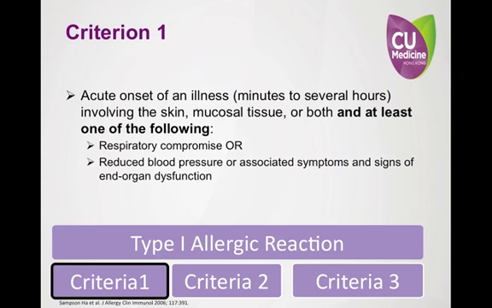There are 3 different criteria a patient can meet to be considered to have an anaphylactic reaction. The first criteria includes an onset of illness involving the skin, mucosal tissue, or both, and either respiratory compromise or reduced blood pressure or other signs or symptoms of end organ dysfunction. Involvement of the skin and mucosal tissue means things such as generalized hives, itching, flushing, swollen lips, tongue, etc. Respiratory compromise is symptoms such as dyspnea, wheezing, bronchospasm, stridor, reduced peak expiratory flow, hypoxemia, and others.